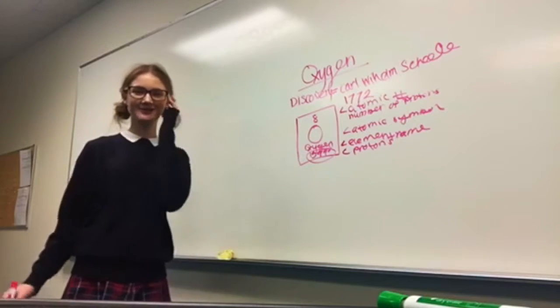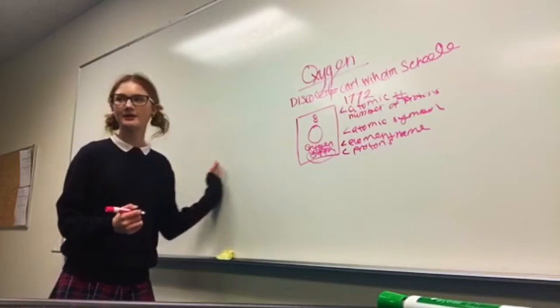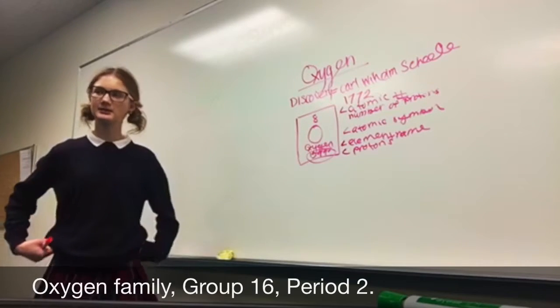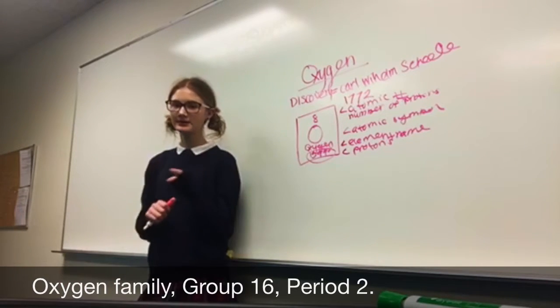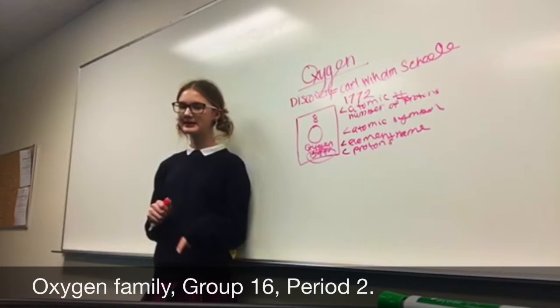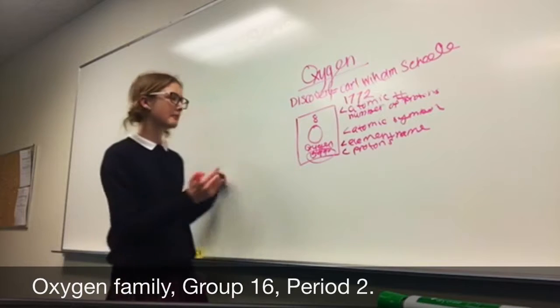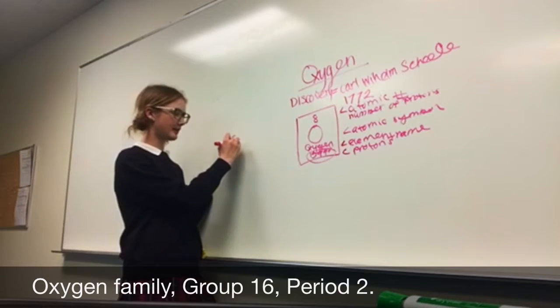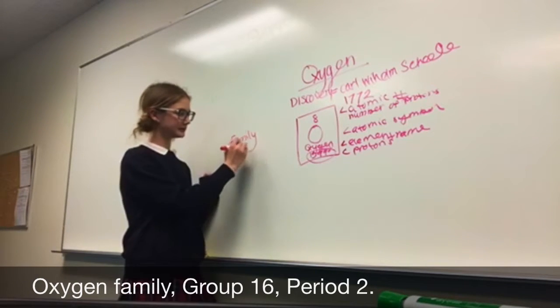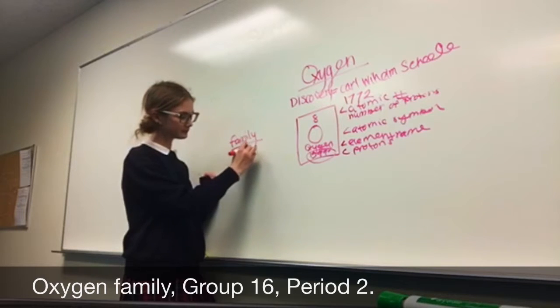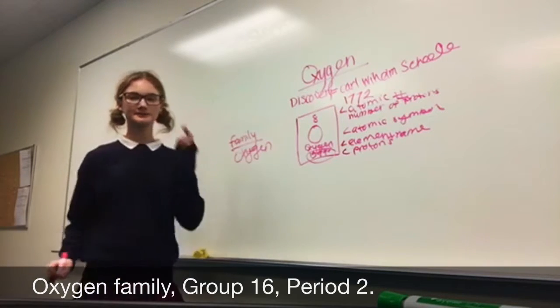Okay, so now we're going to be talking about the periodic table characteristics. The first one is the family that it's in, and that's pretty obvious. It's the oxygen family, so that's easy to remember. Family: oxygen.